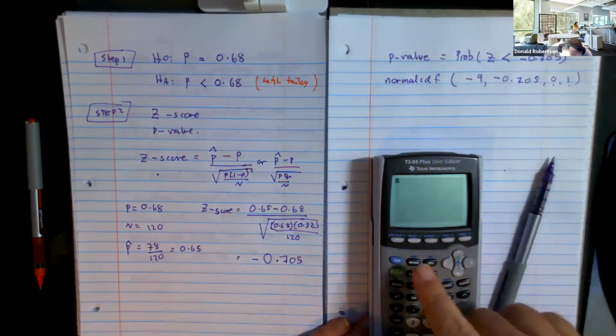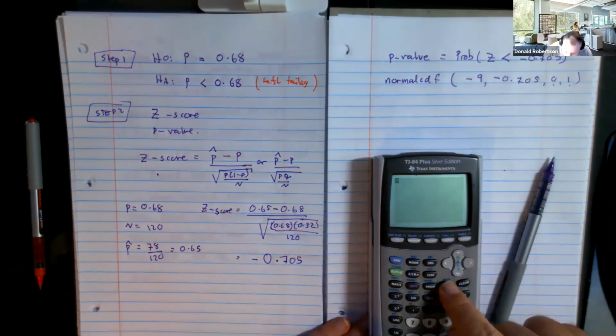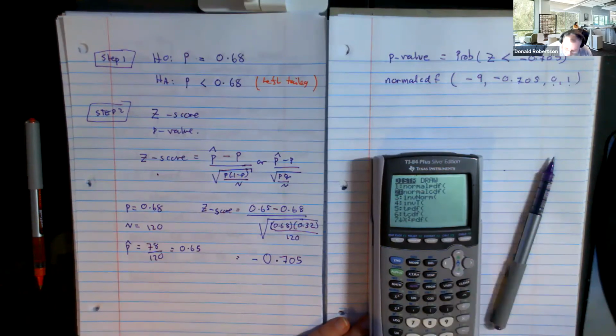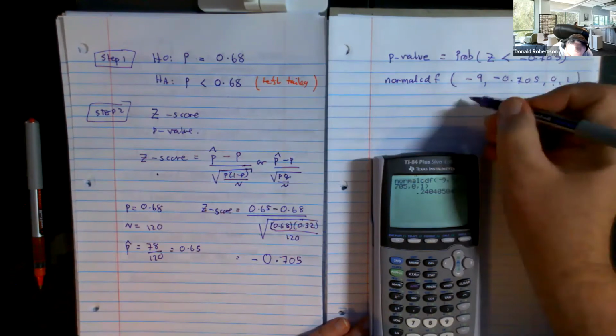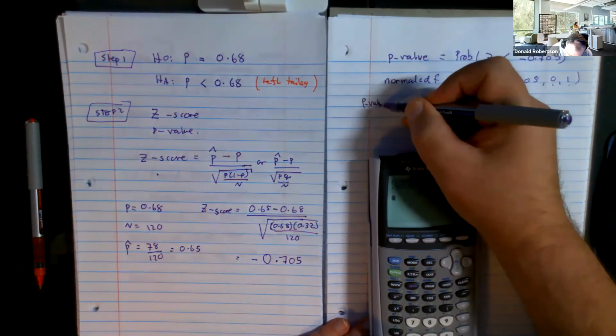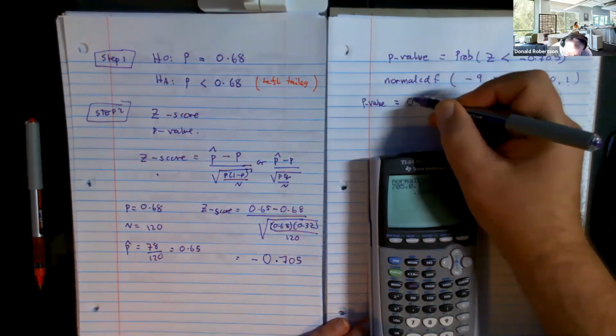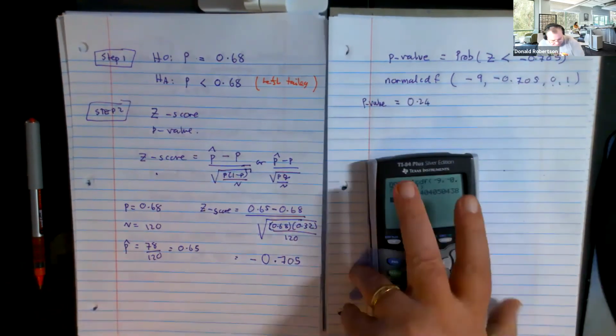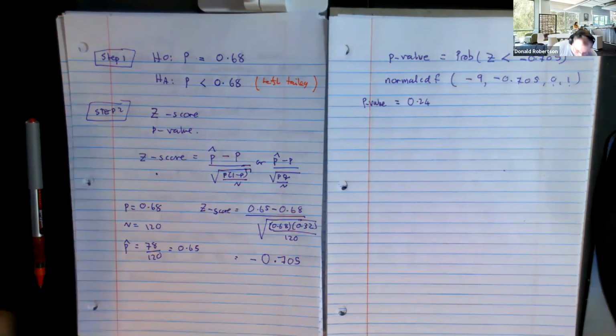So second distribution, number 2, and you type in negative 9, comma, negative 0.705, comma, 0, comma 1, and the answer we get for the p-value is 0.24. And that's step 2 done.